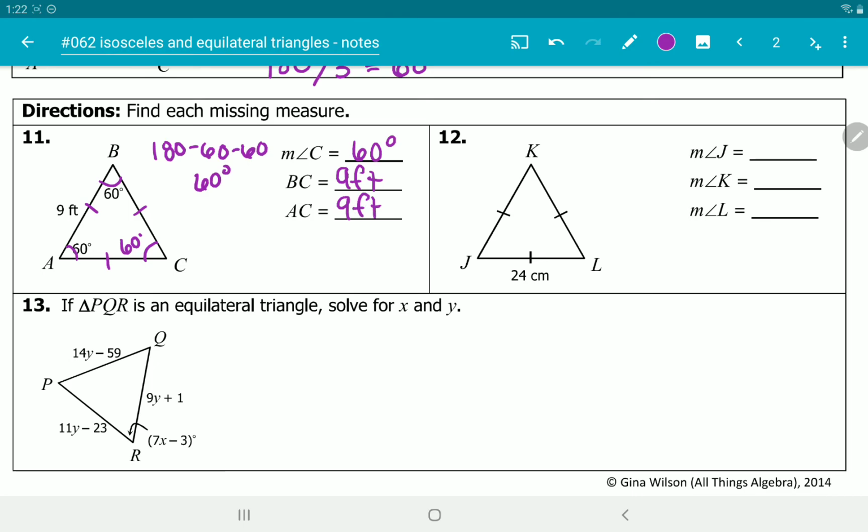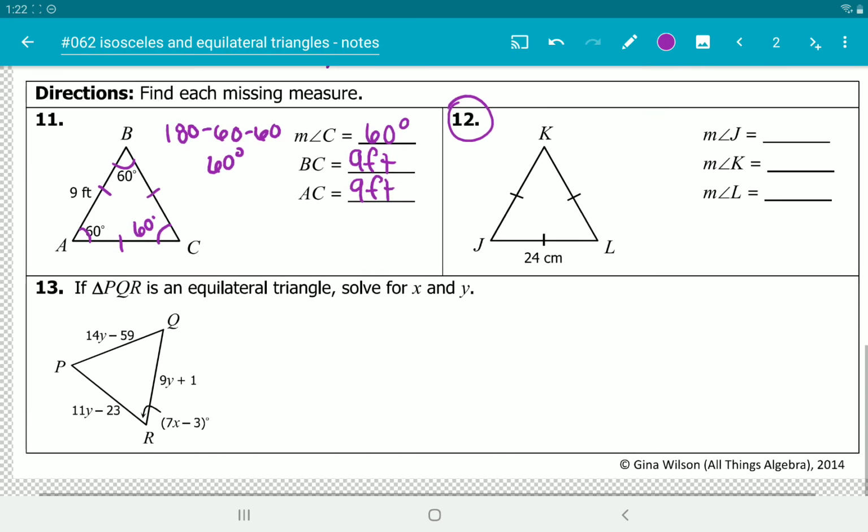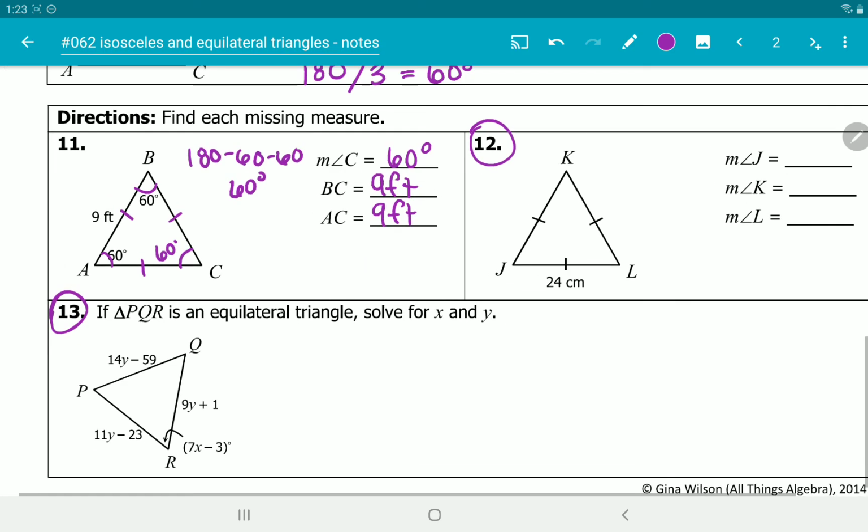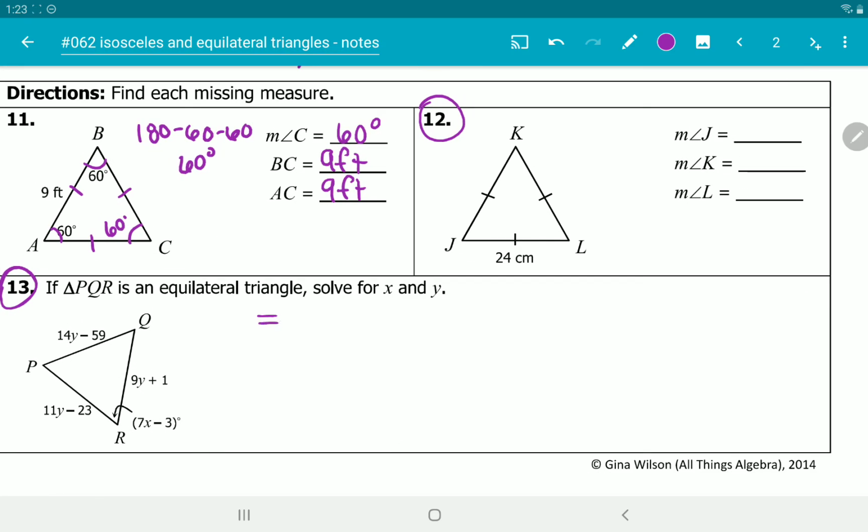Okay, so you can see that on 12, all three of the sides are the same. Go ahead and try this out on your own. Then I'll go ahead and do number 13. Okay, I'll set it up for you to do it. So we know that PQR is equilateral. Okay, so with the sides, you know that you can put any two of the sides in these blanks. It has to be one of the sides. Then you can go down, and that'll solve for y. Okay, so you can do the 14y minus 59 equals 9y plus 1, or 9y plus 1 equals 11y minus 23. As long as you pick two of them, solve for y like that.